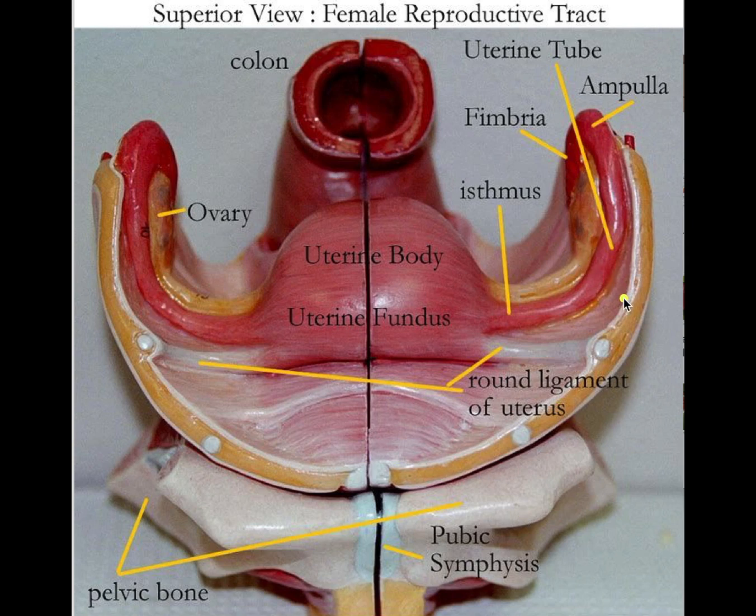So the broad ligament all through here, the ovarian ligament, the ovary. You can see the ovarian blood vessels right here. So that's where the suspensory ligament of the ovary would be. And again, that's the colon or the rectum.